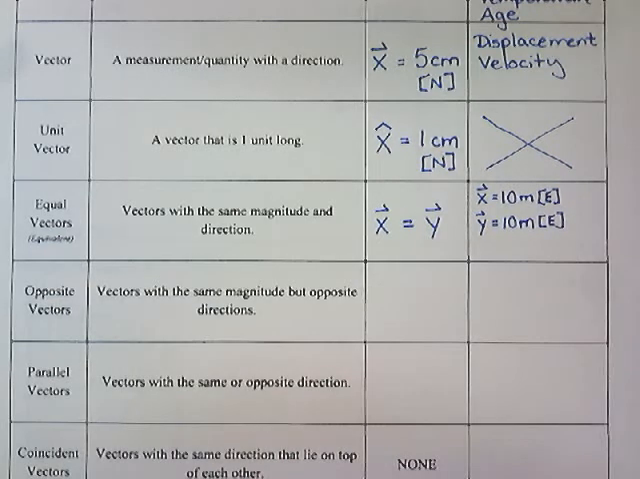So in order for them to be equal vectors or equivalent vectors, they have to have the same magnitude, the same direction. Now, if I was drawing a vector and they were supposed to be equal, they have to point the same direction and they have to have the same magnitude or the same length.